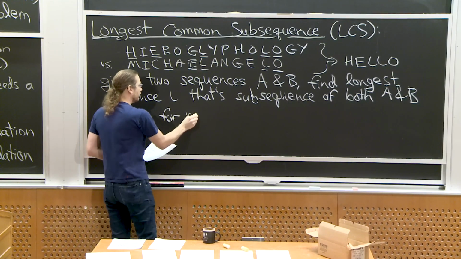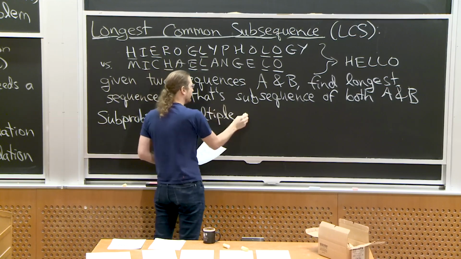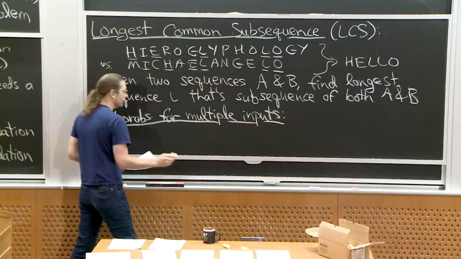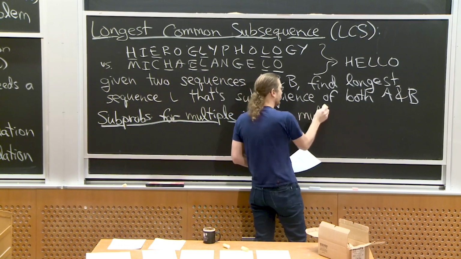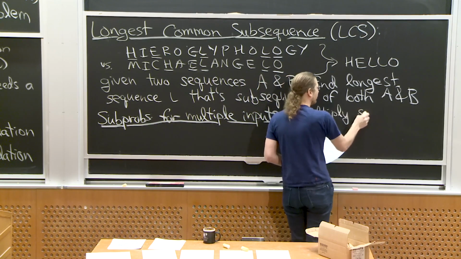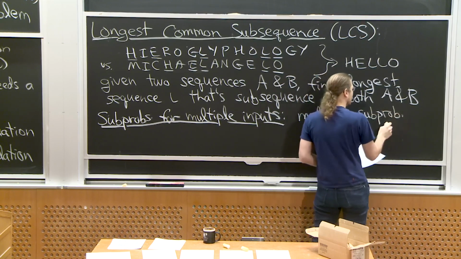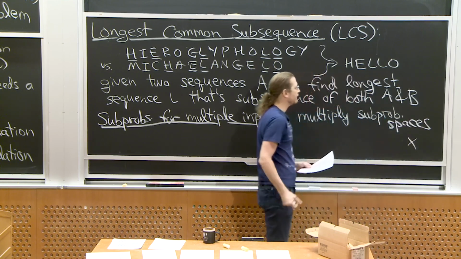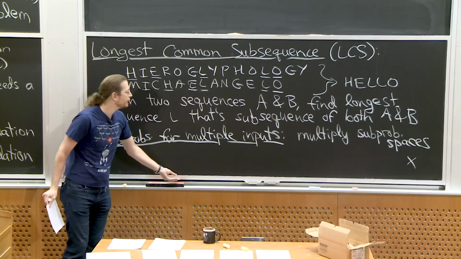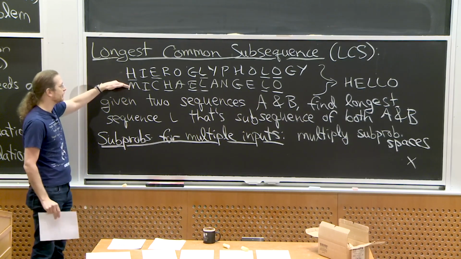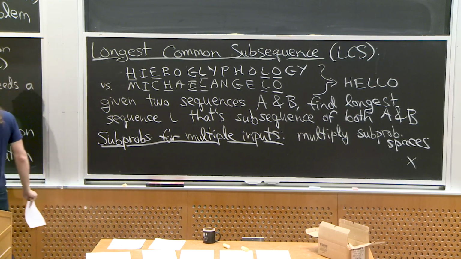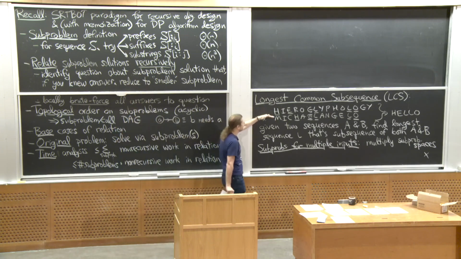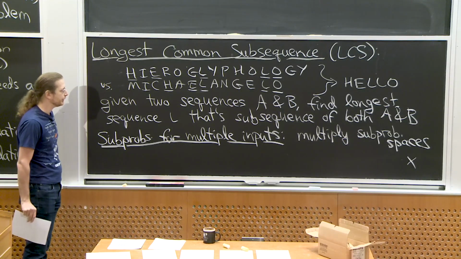Subproblems for multiple inputs. It's a very simple trick. We just take the product of the subproblem spaces, in the sense of cross product of sets. From a combinatorial perspective, we have two inputs, the first sequence A and the second sequence B. For each of them there are three natural choices. I will choose suffixes for A and suffixes for B. You could do some other combination, but that will be enough here.